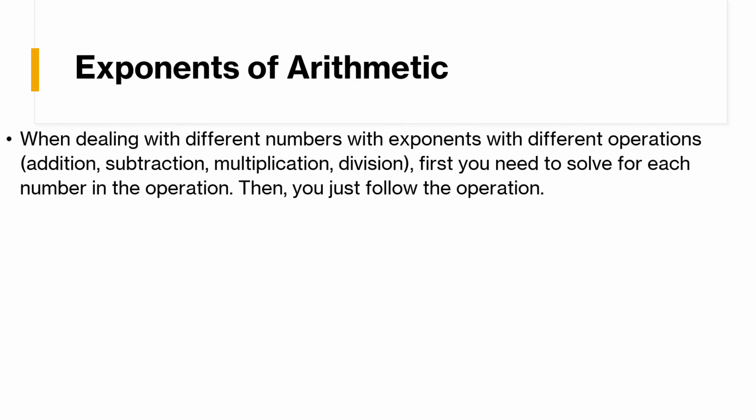Exponents and arithmetic. When dealing with different numbers with exponents in different operations, for example, addition, subtraction, multiplication, division, first you need to solve for each number in the operation. Then you just follow the operation. For example, if you have 4 to the power of 7 minus 4 to the power of 4, you need to work everything out first. That would not be 4 to the power of 3, and the difference of 4 to the 7th and 4 to the 4th will be completely different things.